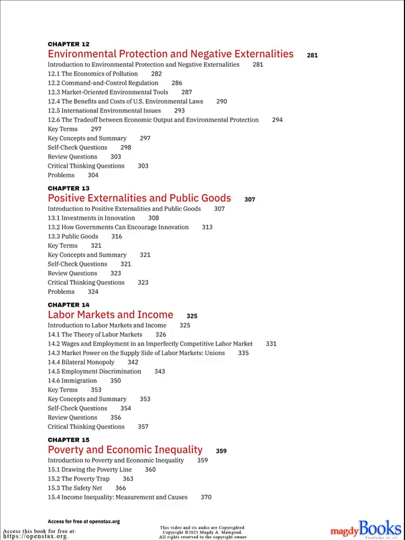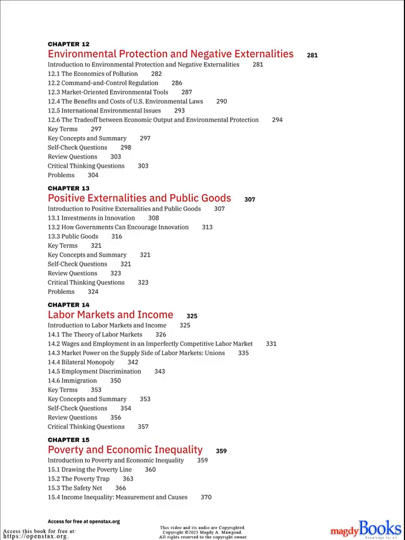Chapter 13, Positive Externalities and Public Goods. Introduction to Positive Externalities and Public Goods. 13.1, Investments in Innovation. 13.2, How Governments Can Encourage Innovation. 13.3, Public Goods. Key terms, key concepts and summary, self-check questions, review questions, critical thinking questions, problems.